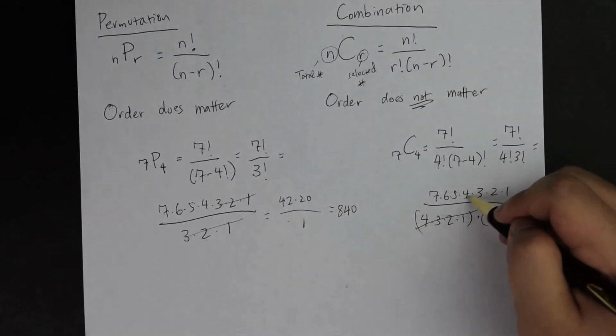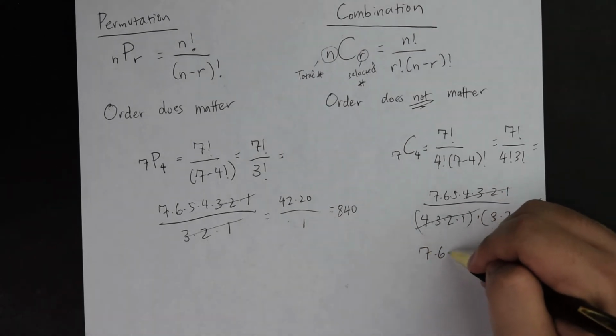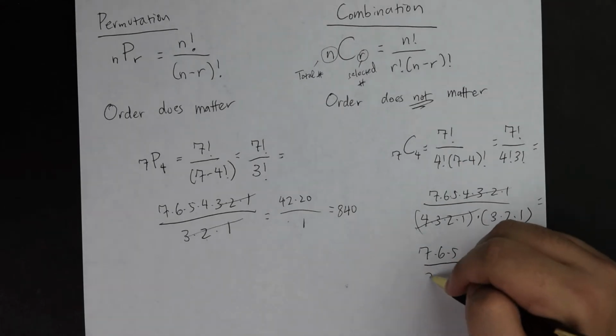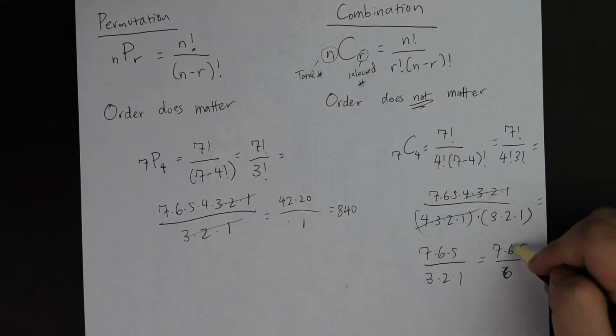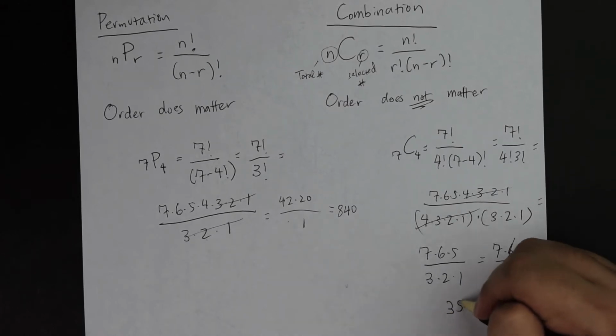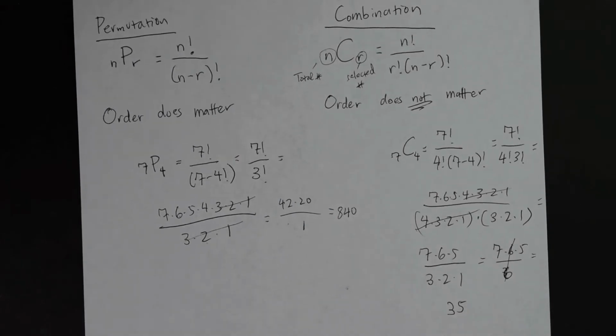To simplify, I could take out 4 times 3 times 2 times 1, because that's the faster way to do this. So it will technically be 7 times 6 times 5 over 3 times 2 times 1, which is the same thing as 7 times 6 times 5 over 6, because 3 times 2 times 1 is 6. Cancel out the 6's, which will equal 35. And that's how, computationally, without real life scenarios, I could do permutation versus combination.